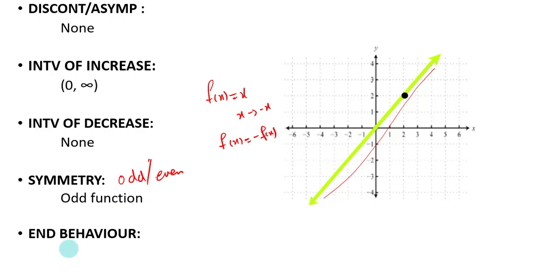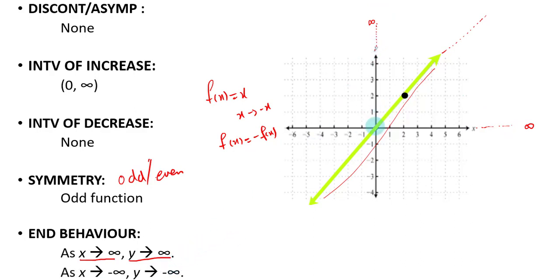What about the end behavior of the function? The end behavior is very simple to identify: when x tends to infinity, y also tends to infinity. As you see the end behavior of the graph, as it moves along like this, the value of x becomes bigger and bigger up to infinity, and the value of y becomes bigger and bigger up to infinity. The same is the case for the other end as well: when x tends to negative infinity, y tends to negative infinity.